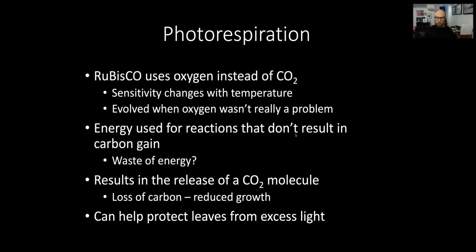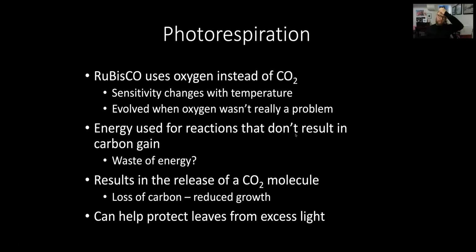Okay, and then just a couple summary things on Rubisco. Again, Rubisco's using oxygen instead of CO2 when it's photorespiring. That sensitivity changes with temperature. And we think there's good evidence that Rubisco evolved during a time when atmospheric CO2 was really low. And so it wasn't a problem. I mean, we talk now about these silly things Rubisco does, right? Slow reactions and the fact that it reacts with oxygen and causes these problems for a plant. But when it evolved, oxygen wasn't a problem, so it wasn't a big deal.